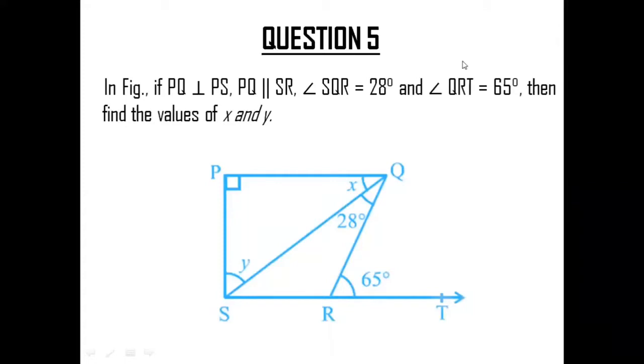Now, let us get into question number 5. The question says, in the figure, if PQ is perpendicular to PS, PQ is parallel to SR, angle SQR is equal to 28 degrees, and angle QRT is equal to 65 degrees, then find the values of x and y as shown in the figure below. Let's get to the solution for question number 5.